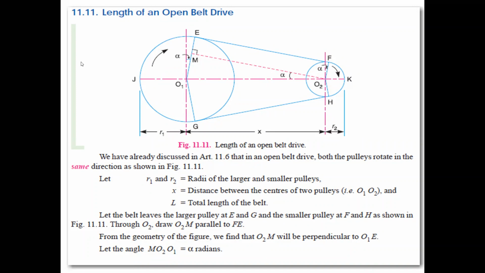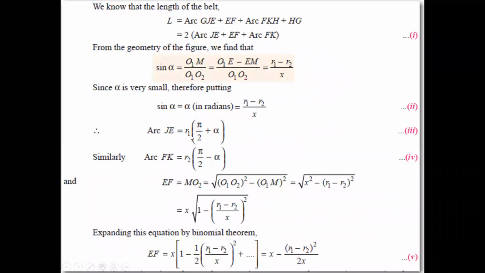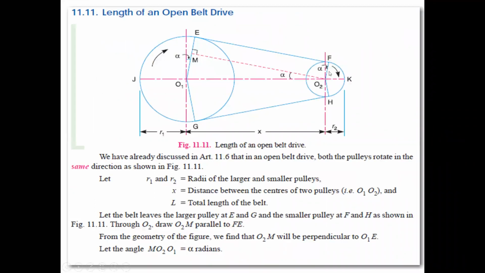So that is the r theta: r is there, and theta is replaced with pi by 2 plus alpha. So that is the theta portion. Now similarly, to find arc FK equals R2 into pi by 2 minus alpha. Why? Because this is totally pi by 2, and here we are subtracting our alpha. So pi by 2 minus alpha.